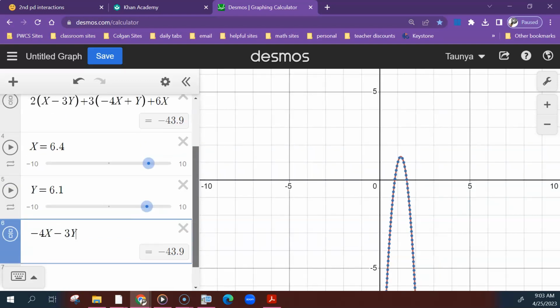Notice, we're on number 2. Correct. Negative 4x minus 3y. Those numbers match. So if you got that, that was your correct answer. If you did not get that, go back and double check. You may miss a negative or a positive or incorrectly added something.